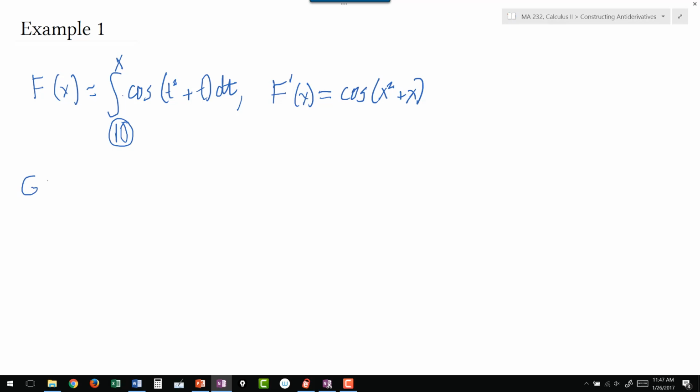What about something like g of x is equal to the integral from minus 1 to x of e to the t cubed dt. Well, once again, e to the t cubed is a function that would be difficult to find an antiderivative for. But the second fundamental theorem of calculus says we don't need to find that in order to know the derivative of g. G prime will just be e to the x cubed.